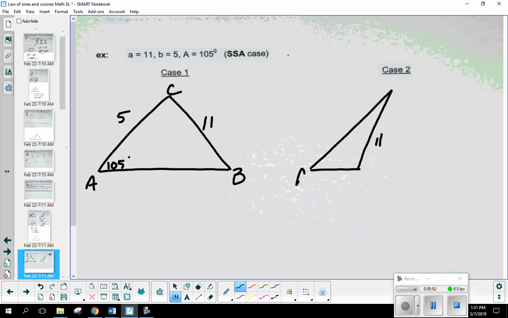So this would be A, but I can't go ahead and label the other ones as B and C because they're not the same angle measure. What did we do the other day? Yeah, B prime and C prime. Okay, B prime and C prime right there.